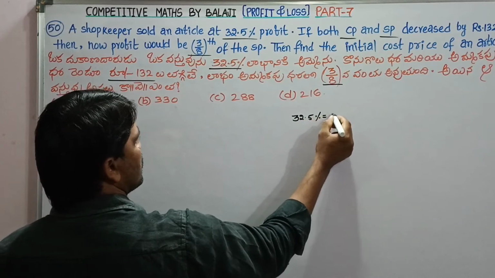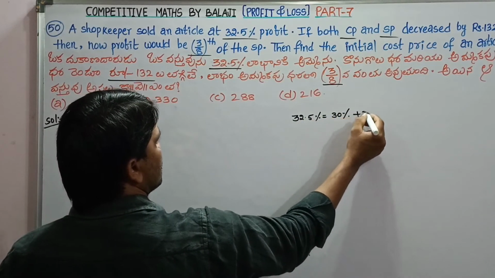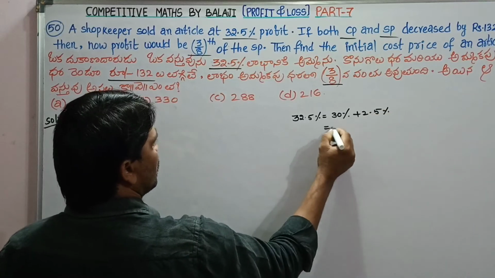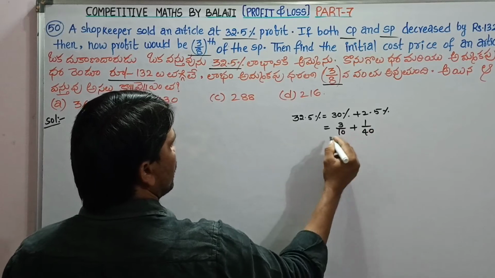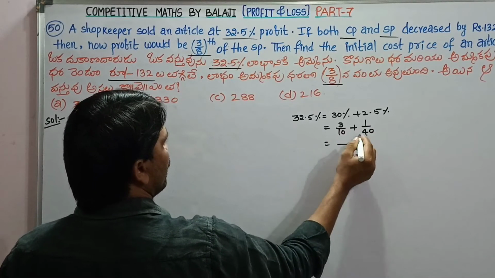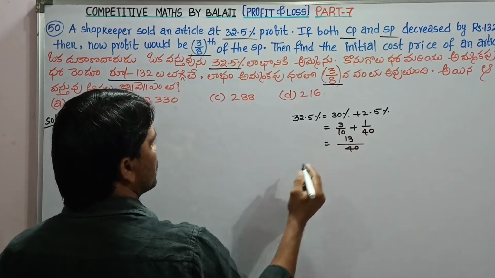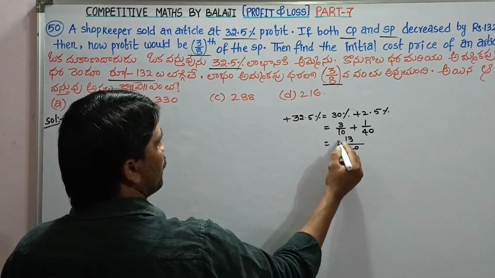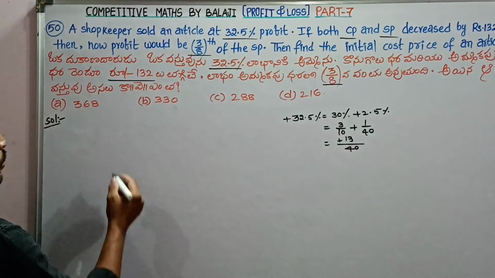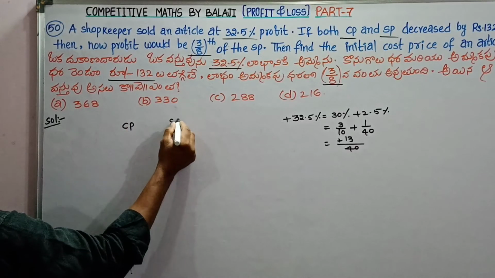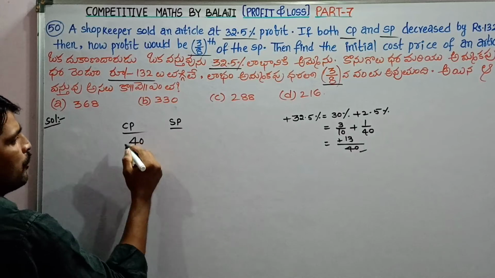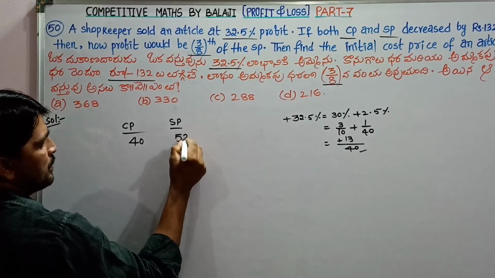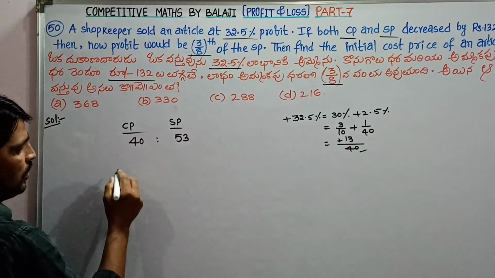32.5% fraction value is, it can be split as 30% plus 2.5%. 30% is 3 by 10, 2.5% means 1 by 40. LCM is 40, 4 3s are 12 plus 1, 13 units. But it is profit, so we make it plus symbol. Now consider CP to SP ratio. If CP is 40 units, there is a profit 13 units, so SP becomes 53 units.